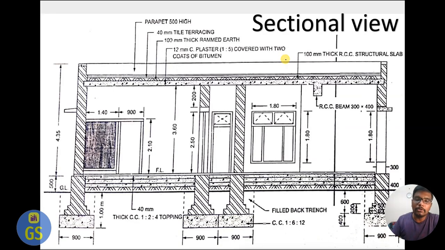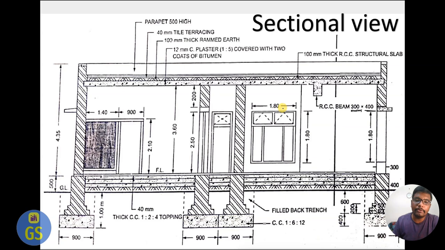Now have a look in detail at a sectional view. In this diagram, a complete picturization of the sectional view is shown here. What should be the beam size? The section shows you the beam size. We can see a reinforced cement concrete beam that is 300 by 400. The cross section size is given as 300 by 400.